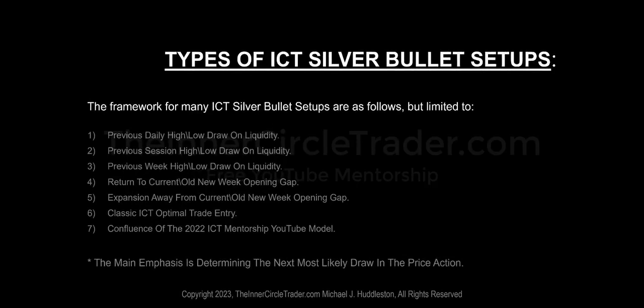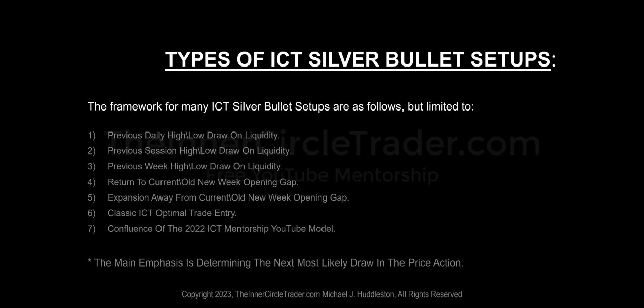All right, so let's talk about, this is really the gem of this presentation, really, types of ICT Silver Bullet setups. Now, the framework for many ICT Silver Bullet setups are as follows, but they're not limited to: previous day high or low draw on liquidity, meaning yesterday's high, if we're bullish, there's going to be buy stops or buy side liquidity resting above that. We would be looking for a run to previous day's high. That expansion is the draw on liquidity for buy side.